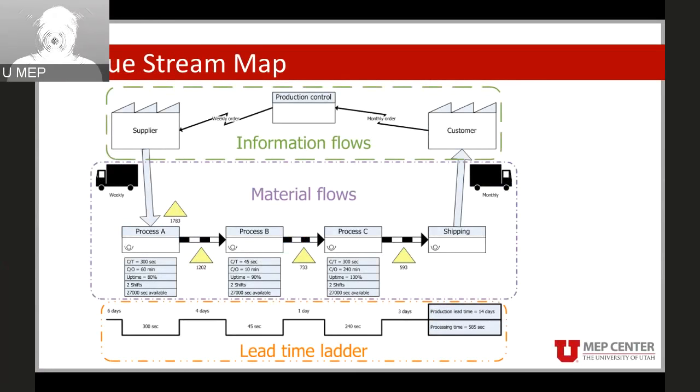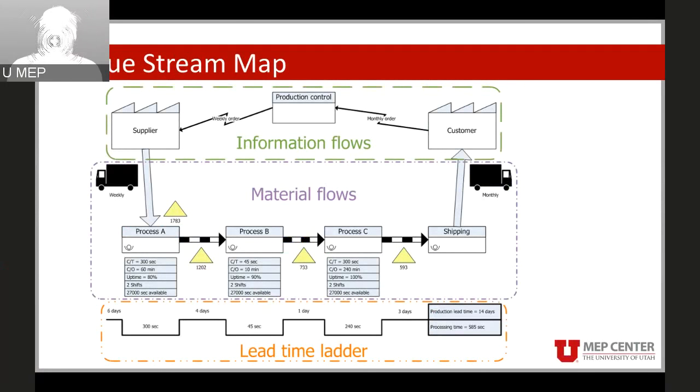So information flow is a huge piece of a value stream map, as well as a lead time ladder. This piece is what we use from a pretty high level to understand the difference between our production lead time and our processing time. So in other words, how long does it take for our customer to receive the product that they asked for, and how much of that time is spent actually working on the product.